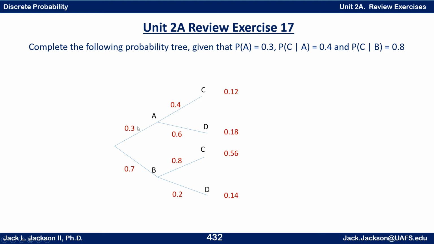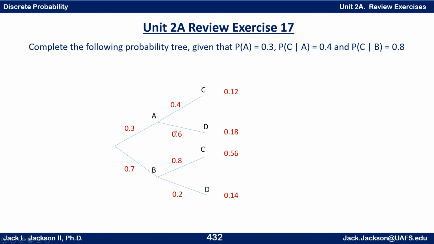Now let's see how we got some of these things. Well, these 2 add up to 1. So since we have the probability of A is 0.3 and the probability of B is 0.7, those are the only 2 things from the root vertex, they have to add up to 1. So that makes that 0.7, 1 minus 0.3.